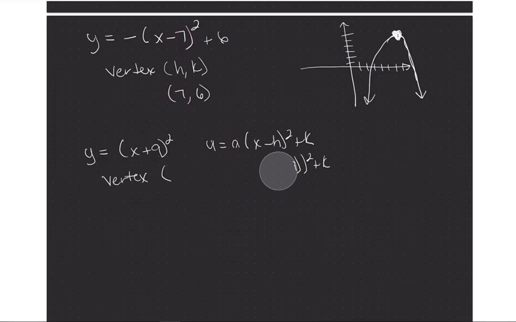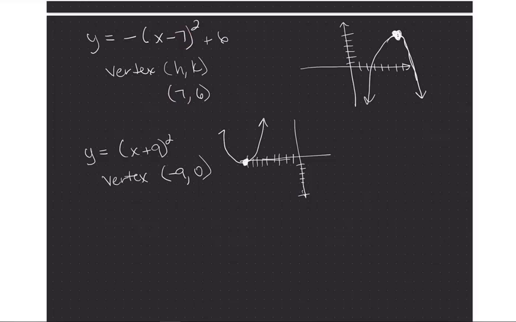All right. So our vertex on this one is going to be negative 9, and what's my k? 0. Look at you go. 1, 2, 3, 4, 5, 6, 7, 8, 9. So right about there. Open up or open down? It's going to open up, and it's not compressed or stretched.